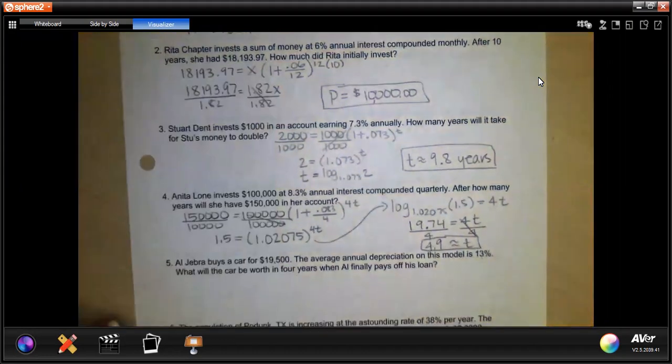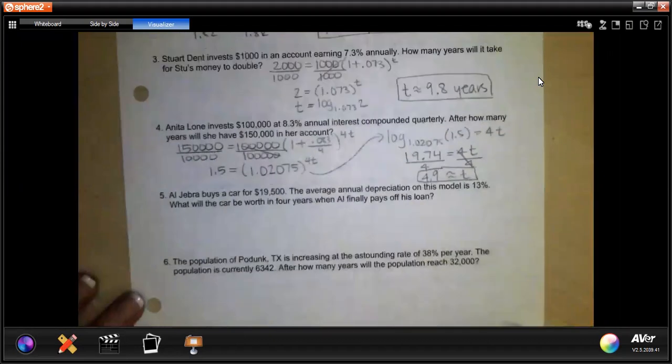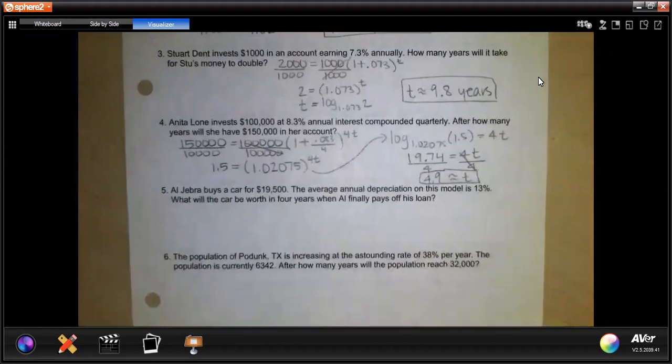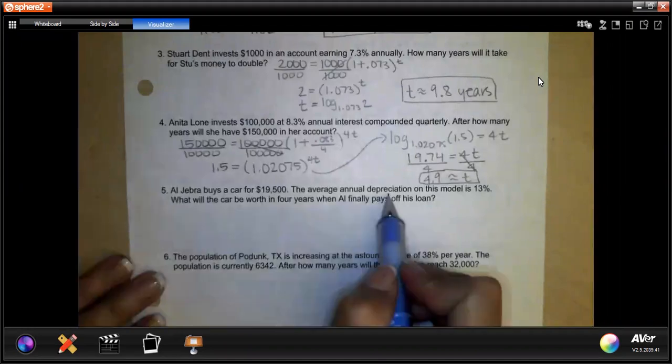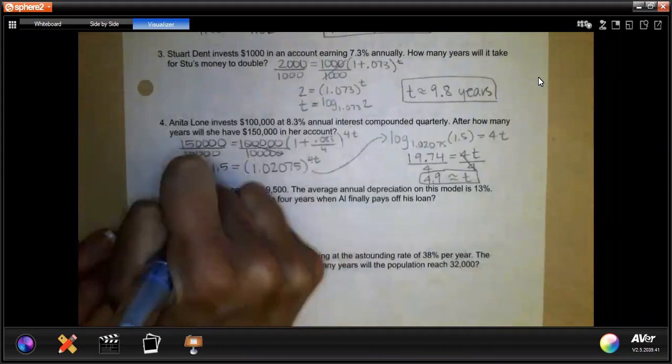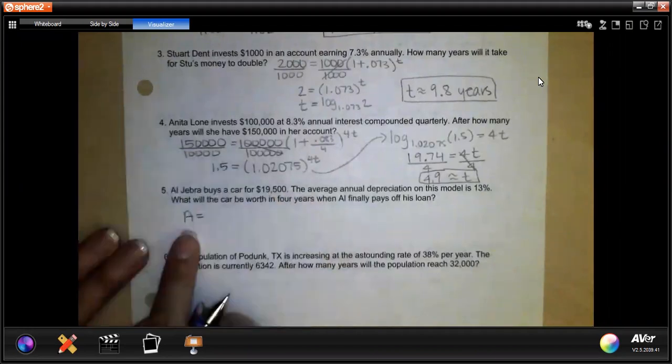All right, on this next one, it says Algebra buys a car for $19,500. The average annual depreciation on this model is 13%. What will the car be worth in 4 years when Al finally pays off his loan? So in this case, when we set this up, it's depreciation. So we're going to want to do minus. And we want to know our final amount, so we don't know that.